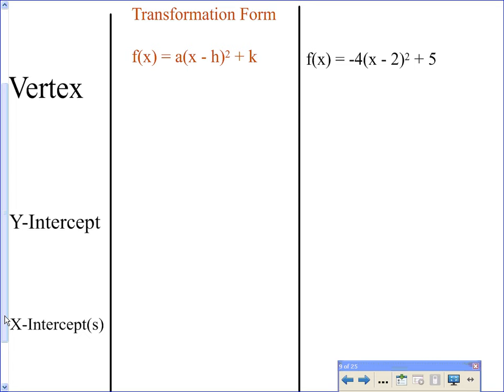In the first one that I have here, the vertex is going to be the point (h, k) from this equation. So you get your h and your k, and that's your vertex.